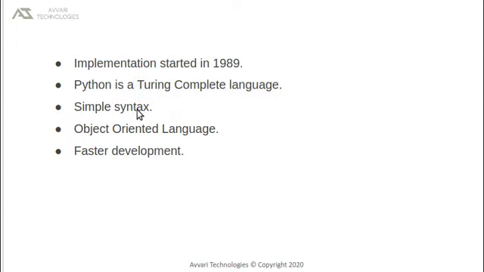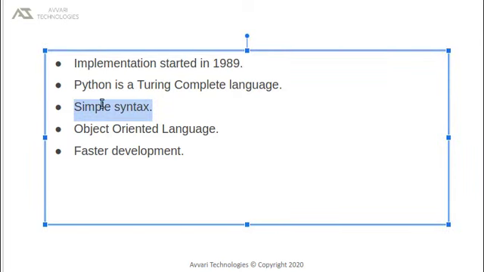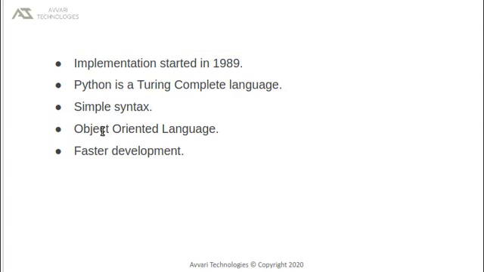Python syntax is simple. It is more like human readable language. Python is an object-oriented language. That means in Python we make use of classes and objects. First we will make a simple class template, then we will create the object of that class, and we can apply the object-oriented concepts with Python as well.